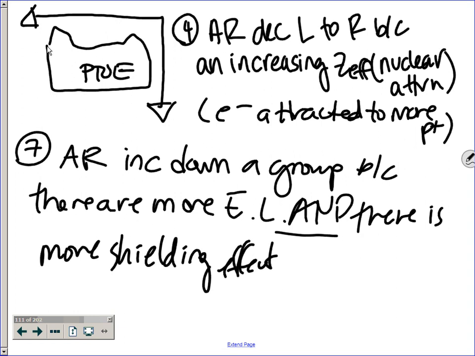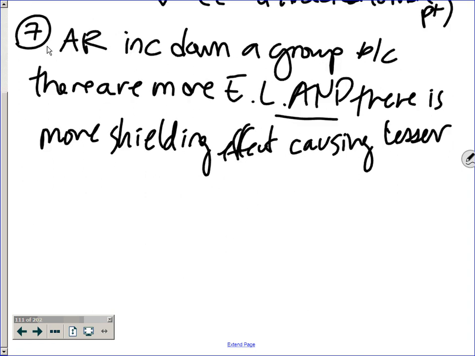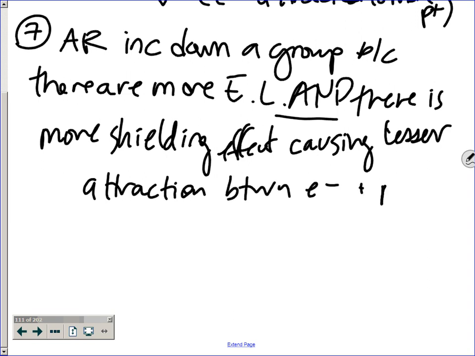And that causes, which is what you were saying, Bailey, lesser attraction between the electrons and protons. So I'm trying to incorporate those terms.